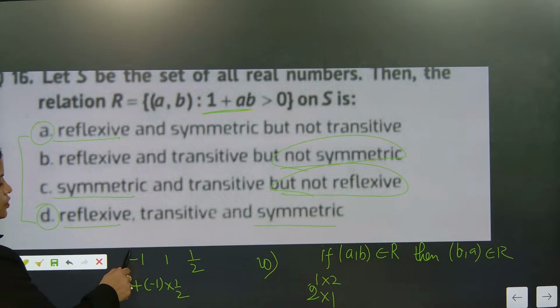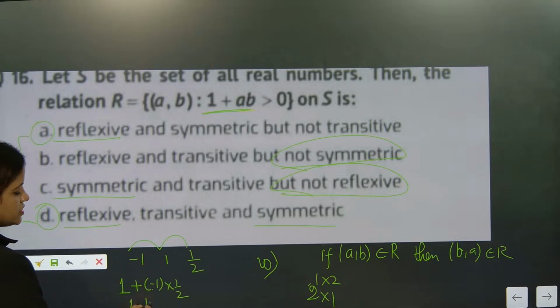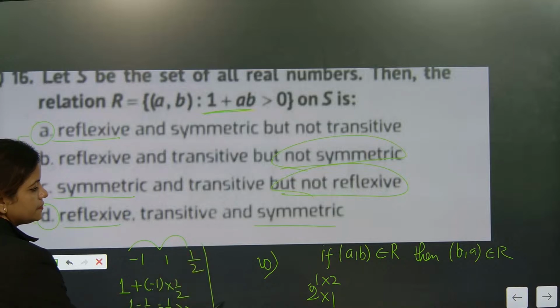Check. I took three numbers. First I took minus 1 and half. It will become 1 minus 1 by 2. What is coming? 1 by 2. And 1 by 2 is greater than 0. Done.